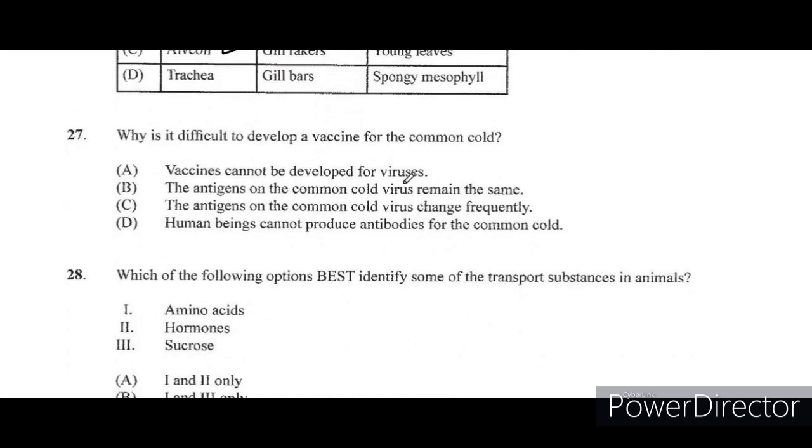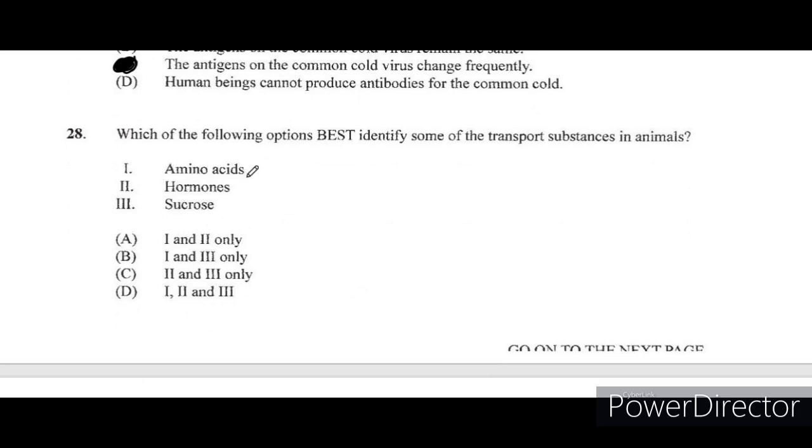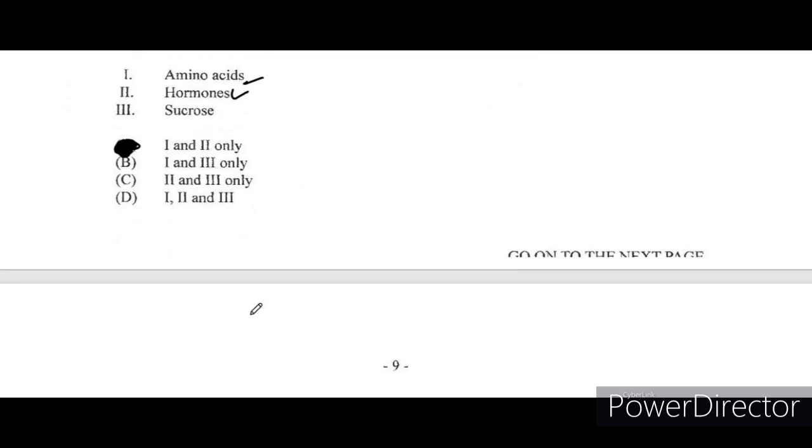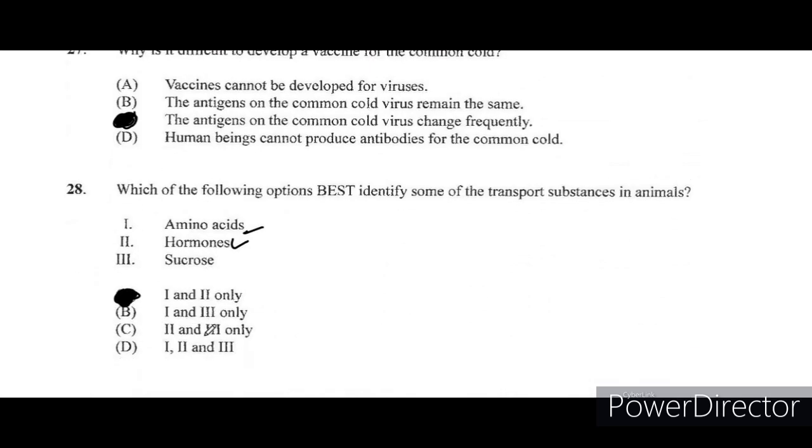Now it says, why is it difficult to develop a vaccine for the common cold? It's because the antigens on the common cold virus change frequently. Oh my god, I don't like how that's... Save me, someone. 28. Which of the following options best identify some of the transport substances in animals? Amino acid and hormones, 1 and 2. Sucrose is not transported in animals. It's glucose and fructose, I think. Or the reducing sugars are transported in animals. That was 28.